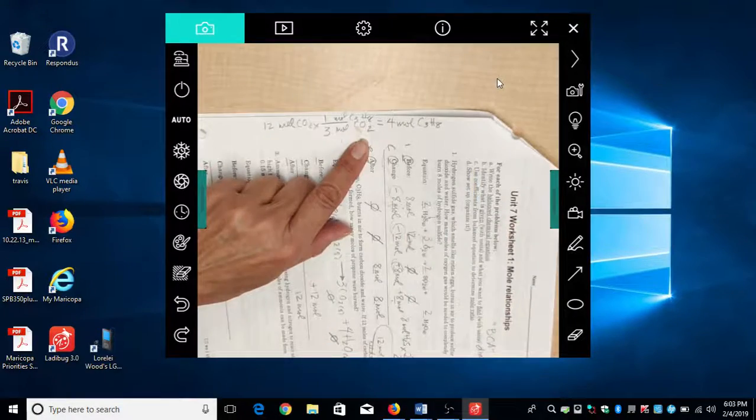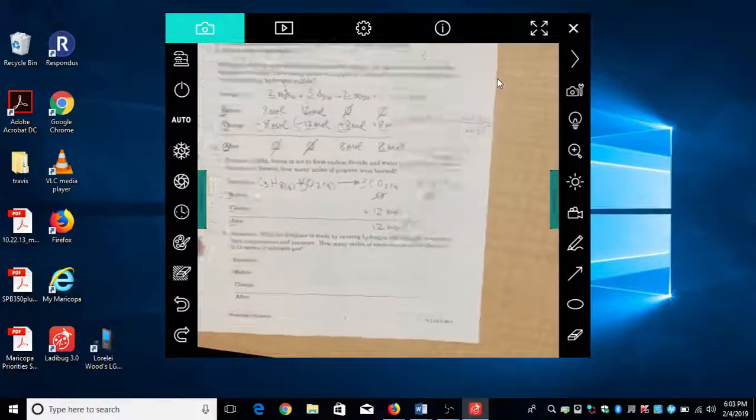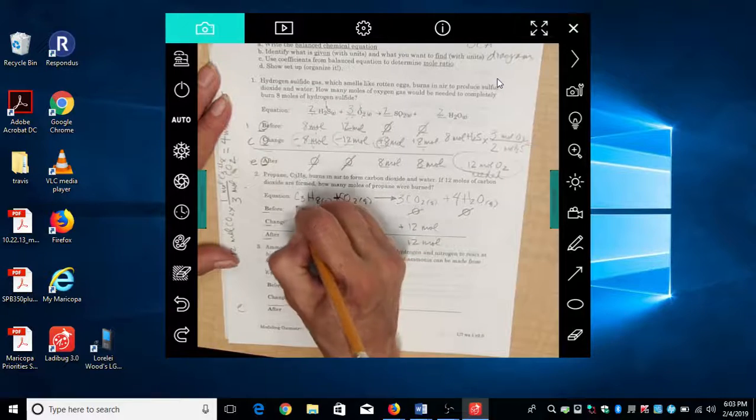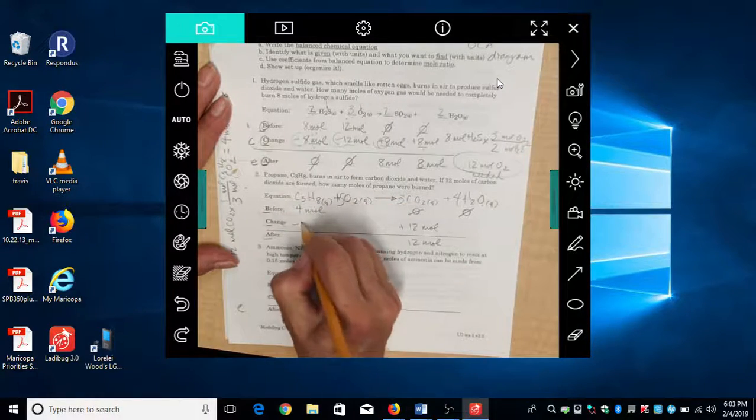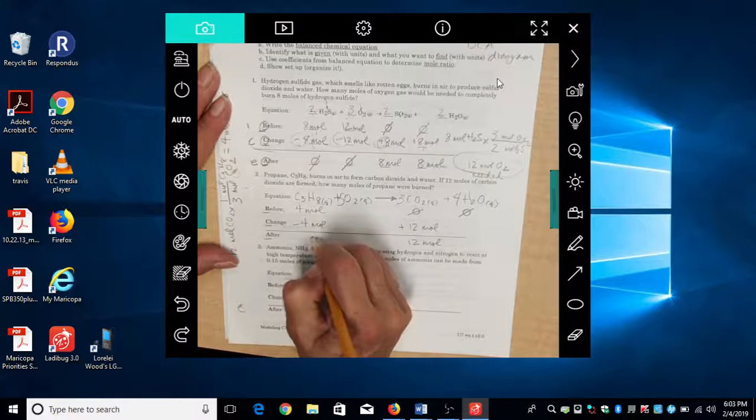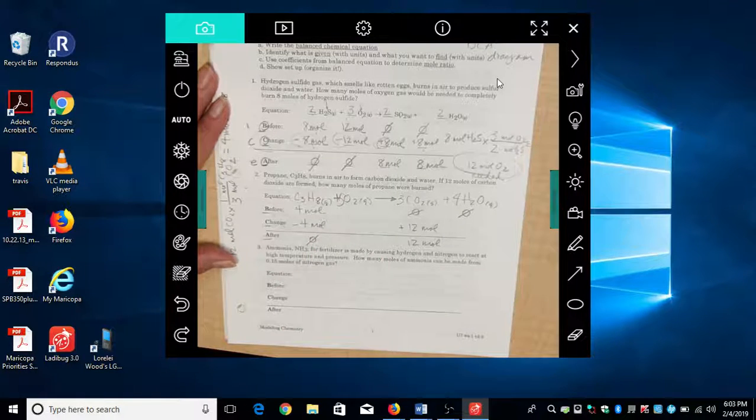C3H8 are necessary. So I go back to my BCA table, and I'm going to say I'm going to start with 4 moles of that. I'm going to use up all 4 moles of that. And I'm going to have none left.